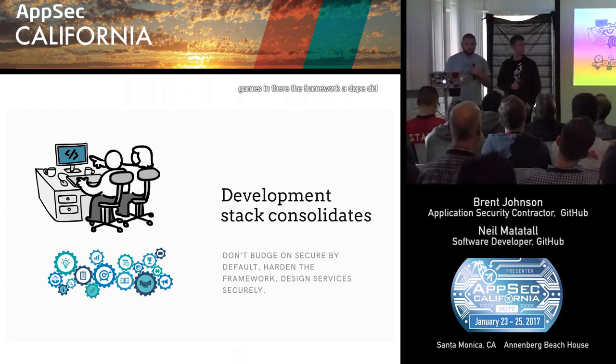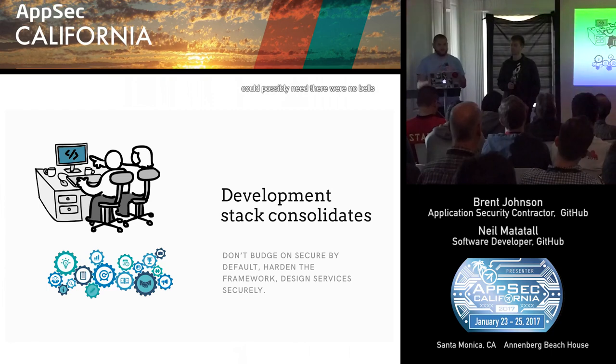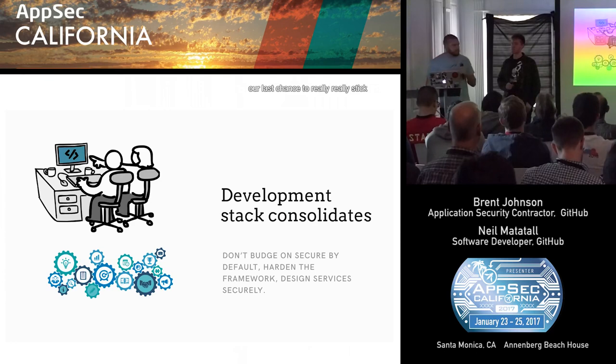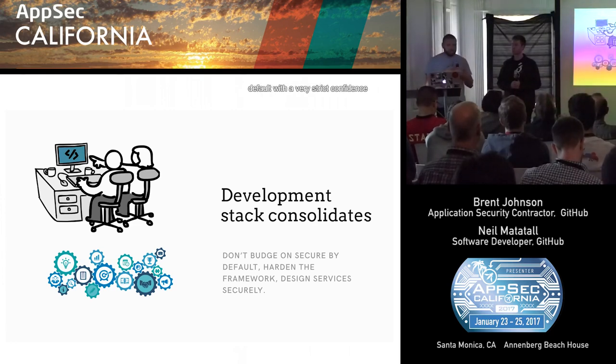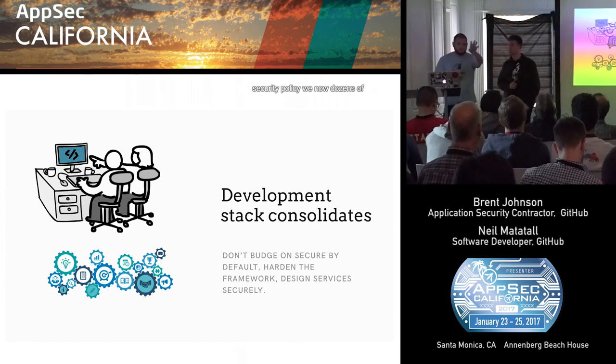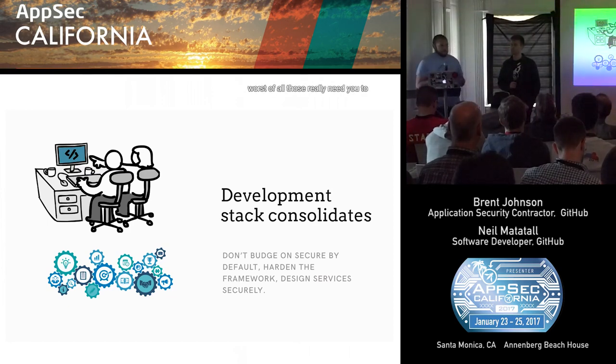And I guarantee you there are more demons in there. The framework they built did nothing but the most basic stuff we could possibly need. There were no bells and whistles at all. At this point, it was our last chance to really stick to secure by default. We applied all the security headers by default with a very strict content security policy, and you had to opt out. And guess what? That monolithic app that we had trouble applying content security policy to, we now have dozens of greenfield apps with maybe one or two pages. A default content security policy that works for all of those was really easy to come up with.